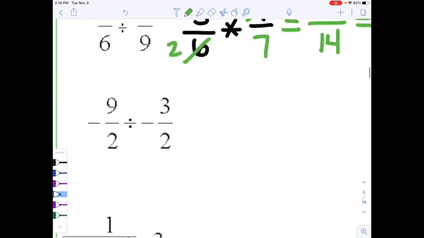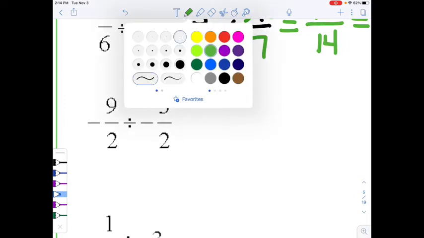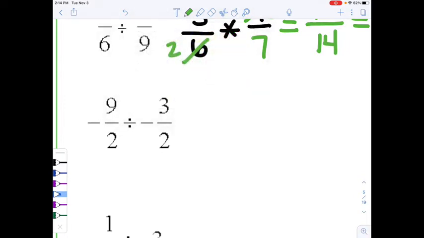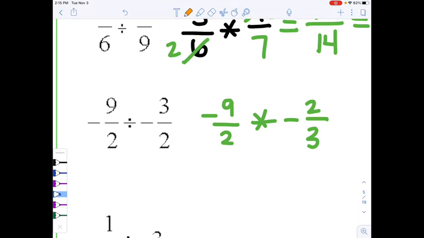Then the next one is negative 9/2 divided by negative 3/2. To divide by a fraction, here's a tip: keep, change, flip. We keep negative 9/2, change to multiplication, and flip. So instead of negative 3/2, it's going to be negative 2/3. Now, since I have multiplication, I can look for opportunities to cross simplify.